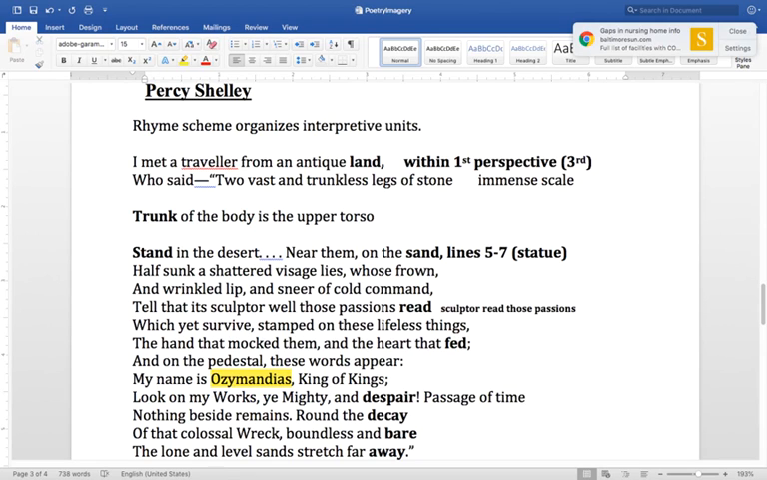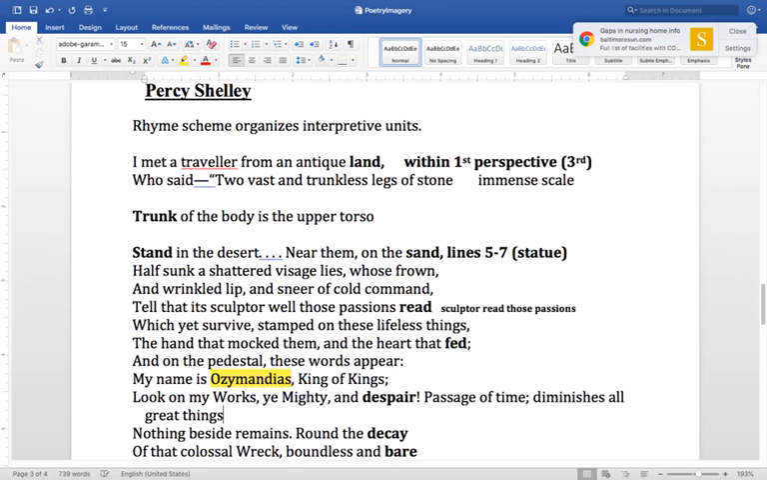The fact that time diminishes all great things. Not only is the sculpture of Ozymandias, not only has that been diminished, but even the place where the sculpture was supposed to instill awe and despair in the onlooker, even that place has, over the passage of time, been reduced to nothing but an empty desert.